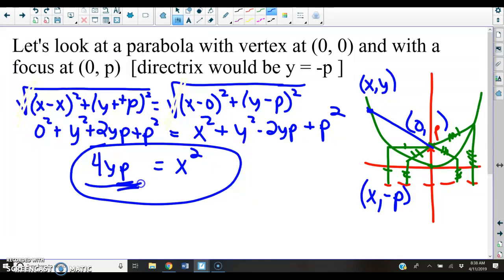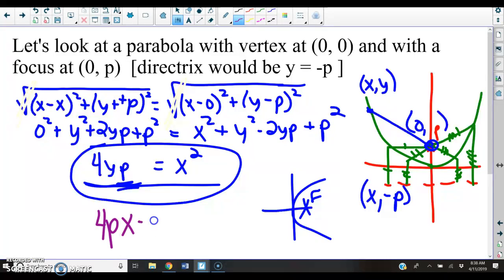So if this is positive, the focus is going to be above the vertex, and if it was going right and left, it would be to the right. That's a positive direction. Okay, so that's where my focus would be. So we're going to need this. And again, if it's in the other direction, then you'd have 4px equals y squared. Okay, normally I put it 4py because this is the number part.